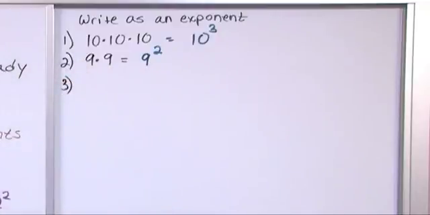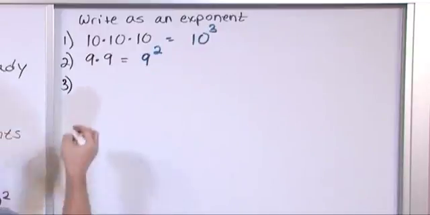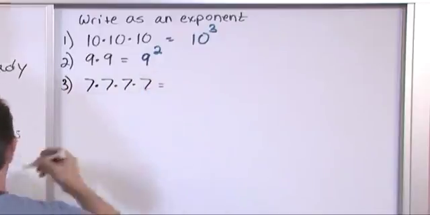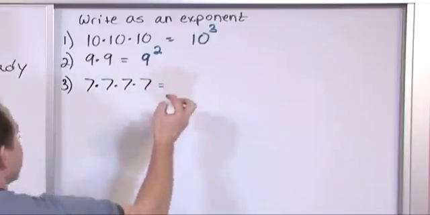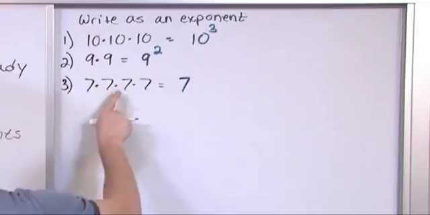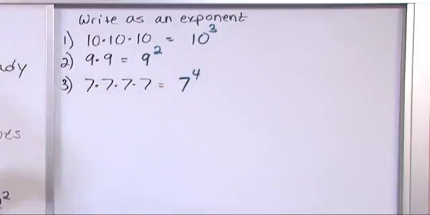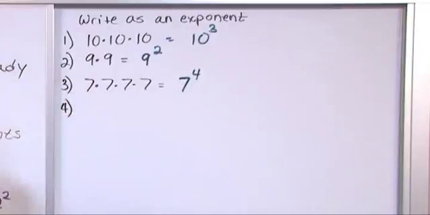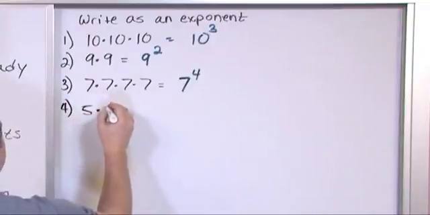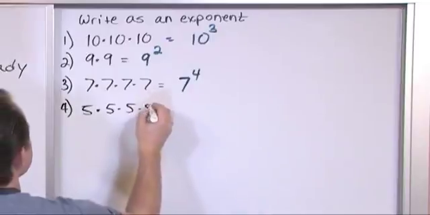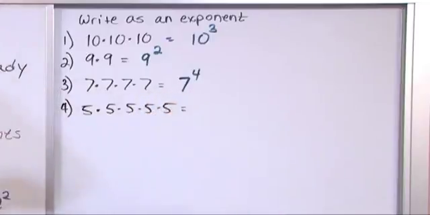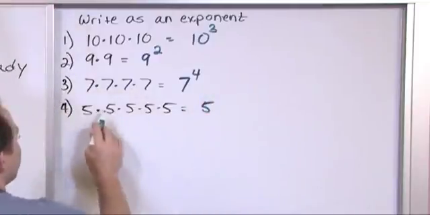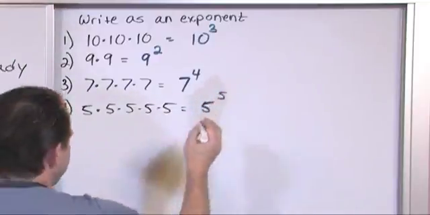These are going to be a little bit fast, but you will get the hang of it by doing it. What if we have 7 times 7 times 7 times 7? If we're going to write that as an exponent, it's 7 raised to the power of 4. It's a shorthand way of writing that multiplication. What if we have 5 times 5 times 5 times 5 times 5? The bases are all the same, so we take 5 and raise it to the power of 5.